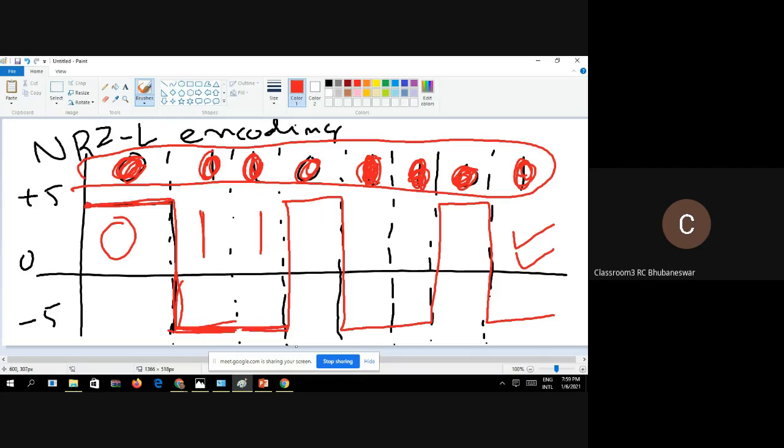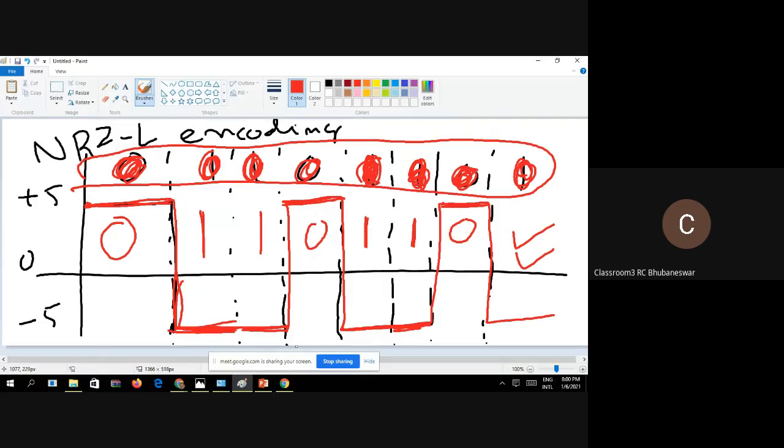So this is the +5. I am sure this is the 0. Yes. So this is the -5. So this is the 1. So this is the -5. This is also 1. This is the +5. So this is 0. Yes. At the receiver end also I will be able to decode this one.